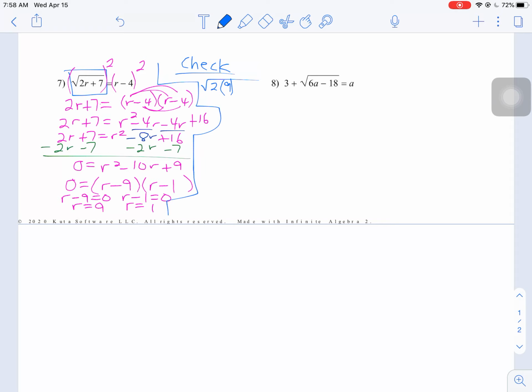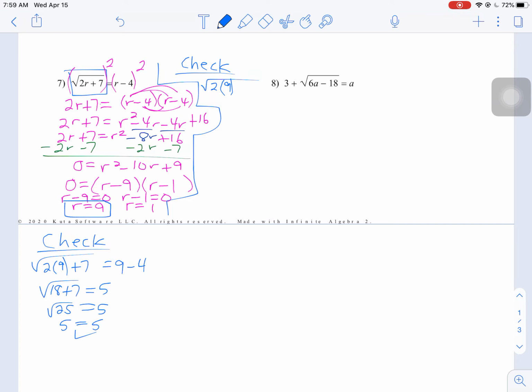Actually, you know what? I'm just going to check it down here instead of squishing everything. So square root of 2 times 9 plus 7 equals 9 minus 4. And again, when you're checking, you're not actually solving anything. Just simplify the left side, simplify the right side, and then see if they end up equaling each other or not. So square root of 25, and yes, 5 does equal 5. So yes, r equals 9 does work.